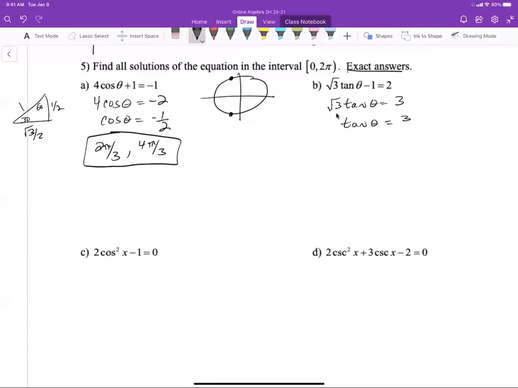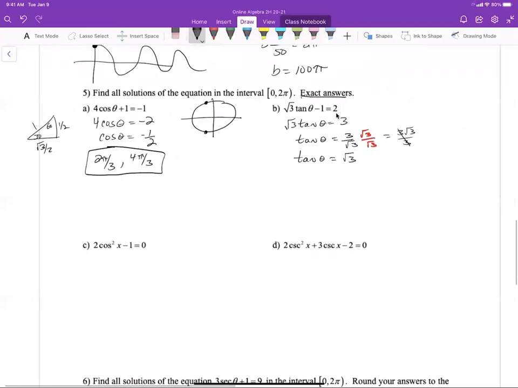That will become 3 over square root of 3. I'm going to get the radical out of the bottom by multiplying both top and bottom by the square root of 3, and that will give me 3 times the square root of 3 over 3, which will just simplify into the square root of 3. So I have tangent theta is equal to the square root of 3. You'll have to refer to your unit circle. Again, tangent is y over x.